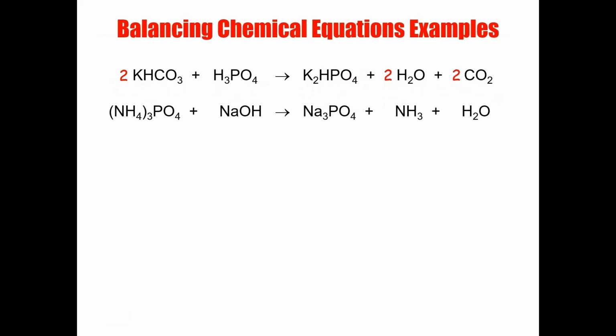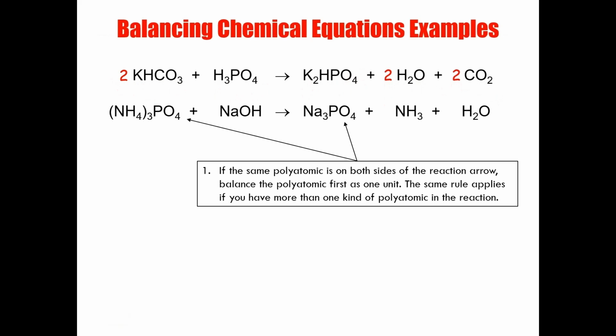On to our second example. Now, our second example again shows 2 different types of polyatomic ions. We have the ammonium ion here, and we have the phosphate ion on both sides. Now, because the ammonium ion is only on one side of the reaction arrow, we cannot treat it as a single unit, but we can treat the 2 phosphate ions as a single unit based off of rule number 1.